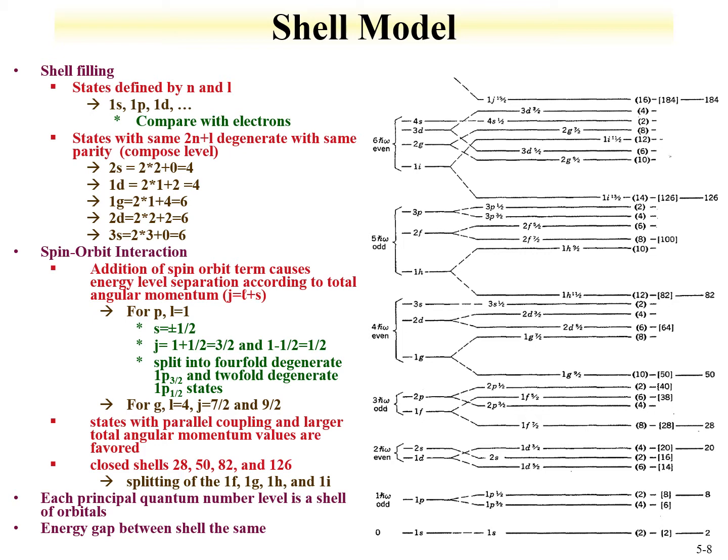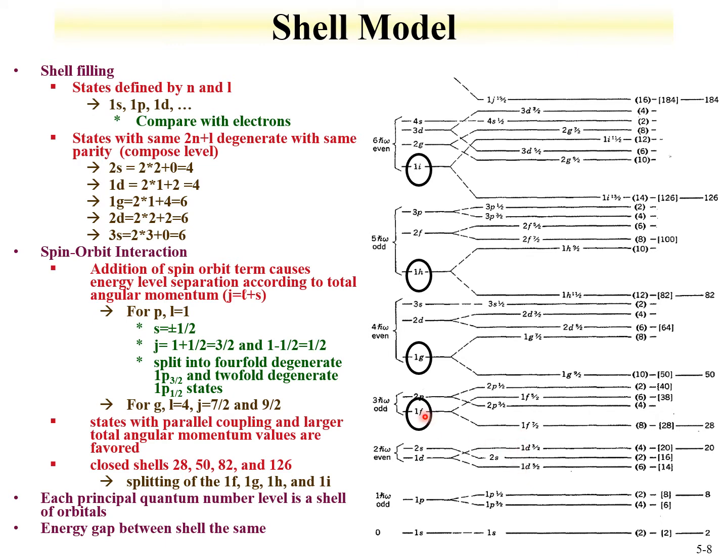When I say a twofold degenerate 1/2, it means I can put 2 nucleons into that state. The other thing that we see is the gaps appear at the 1n quantum number. So see a 1s, a 1p, 1d, the gaps are here.